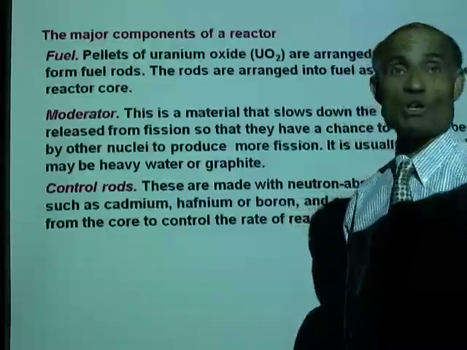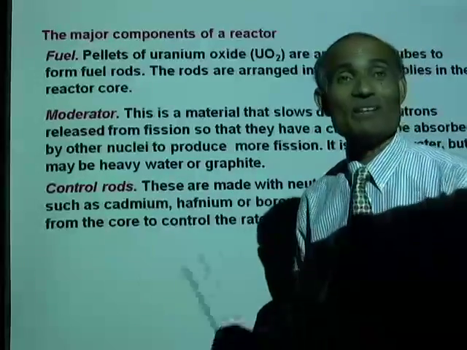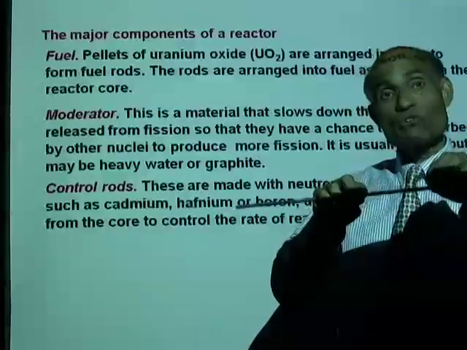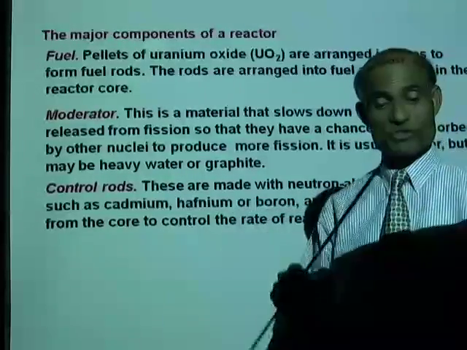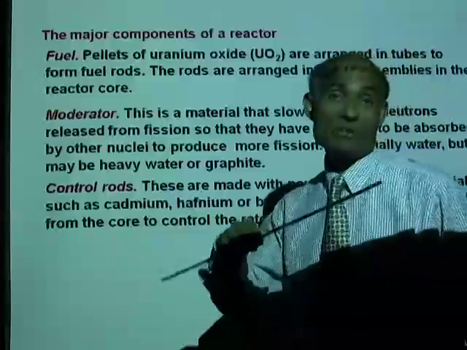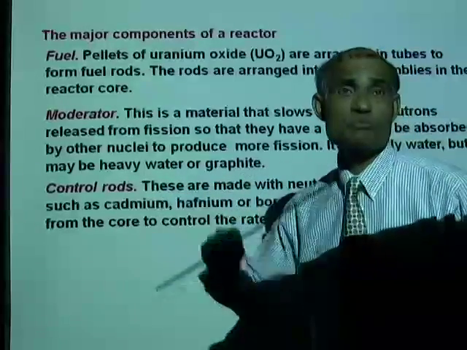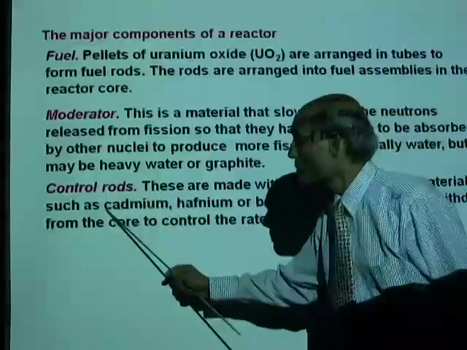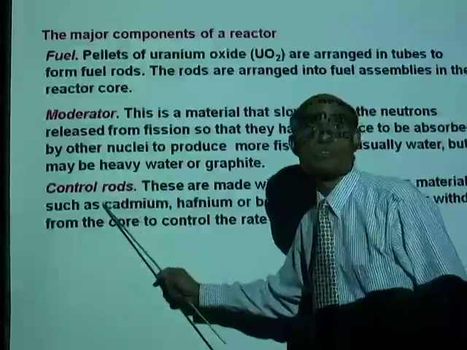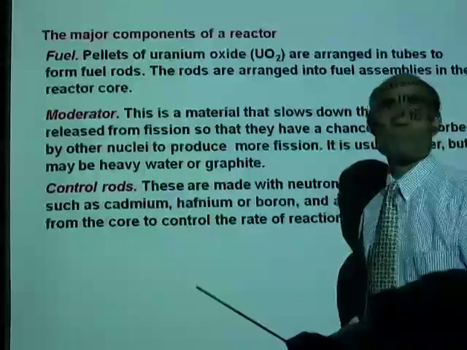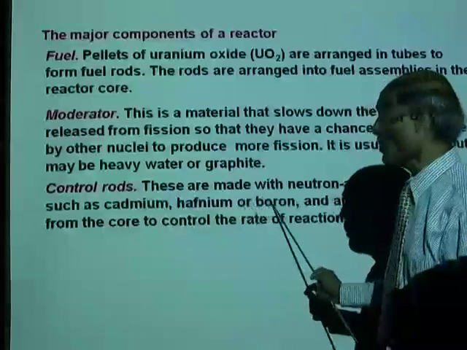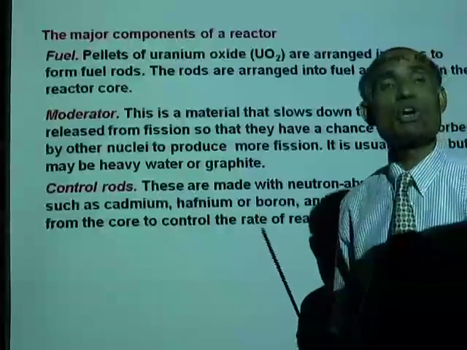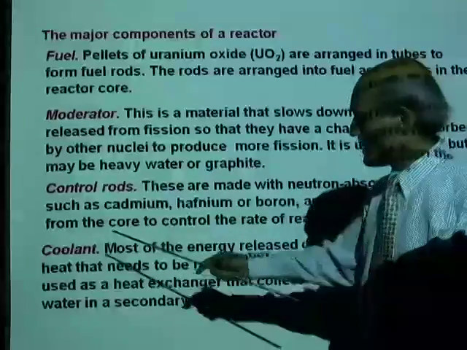Now, control rods, we again talked about it. Control rods are controlling devices, materials that can absorb neutrons so that the chain reaction can be allowed to proceed at a controlled rate. And most commonly used material is cadmium, hafnium, or boron. They are all effective nuclear absorbers.